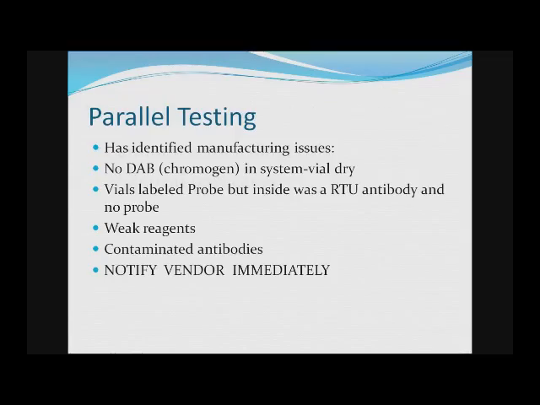In the parallel testing, we've identified manufacturing issues. No chromogen in a vial, vials labeled with one thing, but it was really another antibody and not a probe at all. Weak reagents. Reagents can be contaminated. Anytime you find something out of the ordinary, notify the vendor immediately.